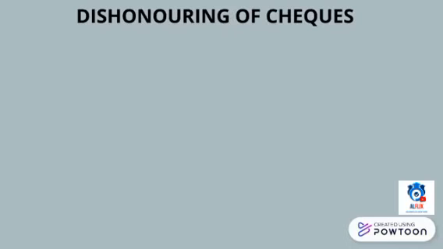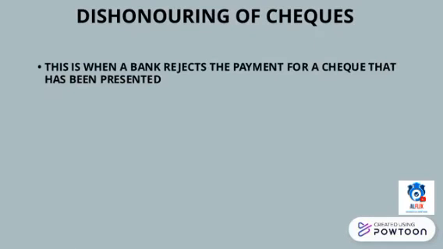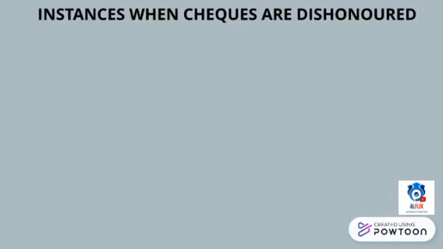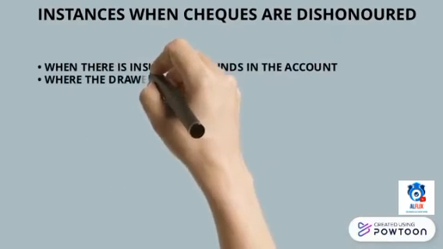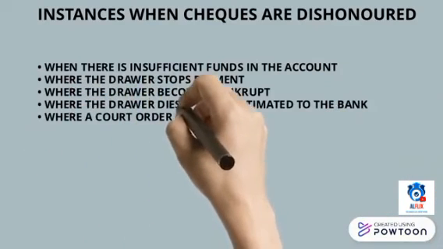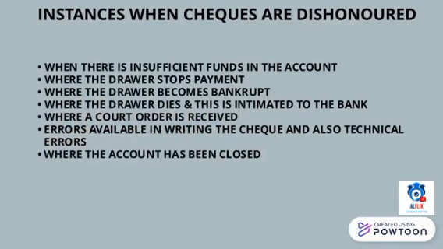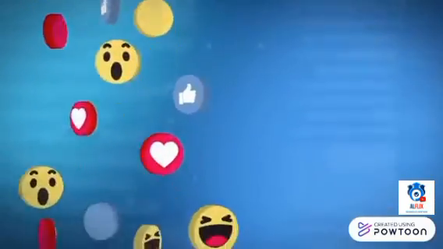Dishonoring of checks. This is when a bank rejects the payment for a check that has been presented. Let's look into instances where checks are dishonored. When there are insufficient funds in the account, where the drawer stops payment, where the drawer becomes bankrupt, where the drawer dies and this is intimated to the bank, where a court order is received, errors in writing the check, technical errors, and where the account has been closed. So that's it with this video, guys.